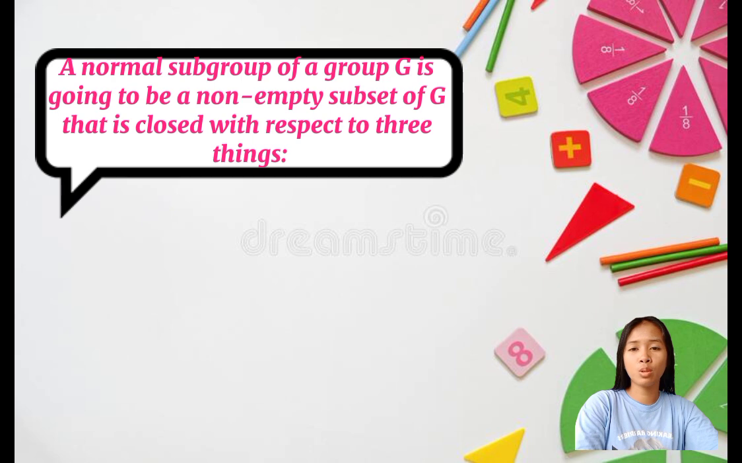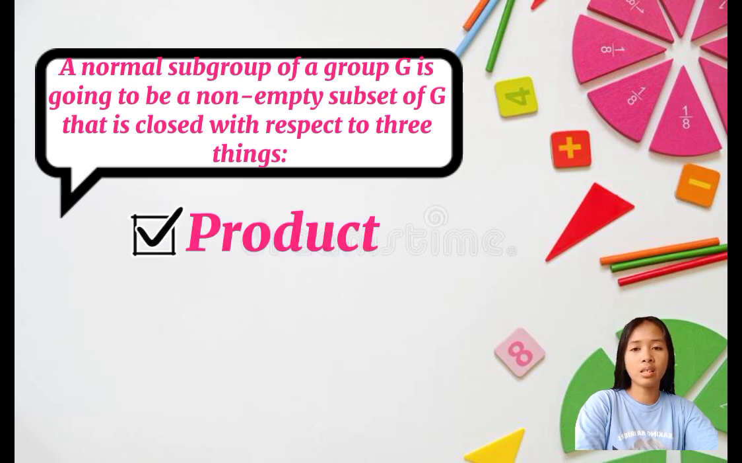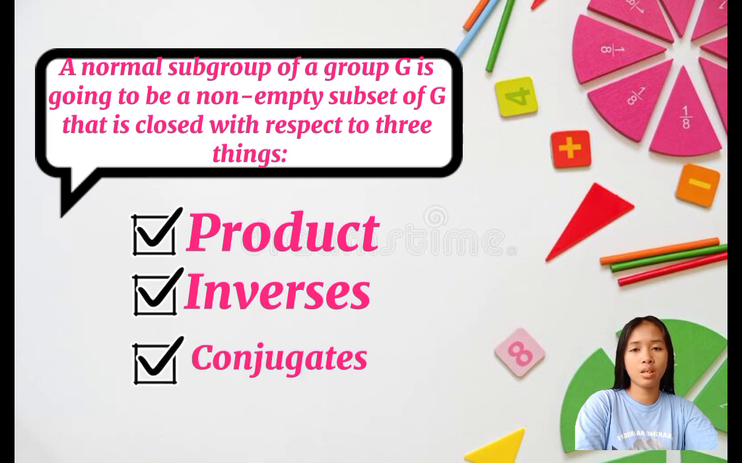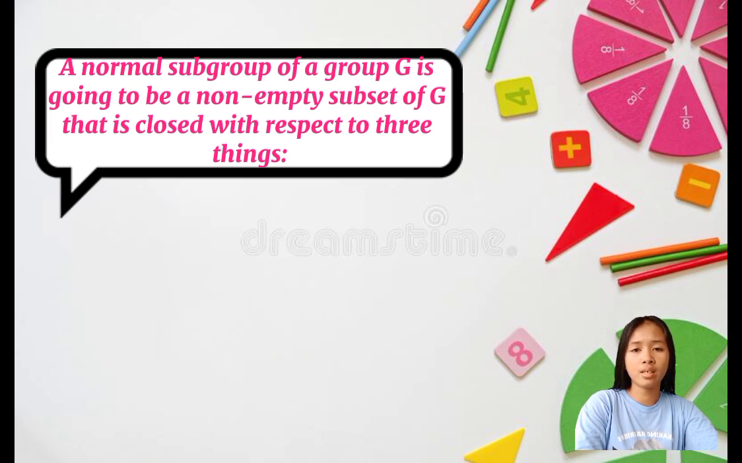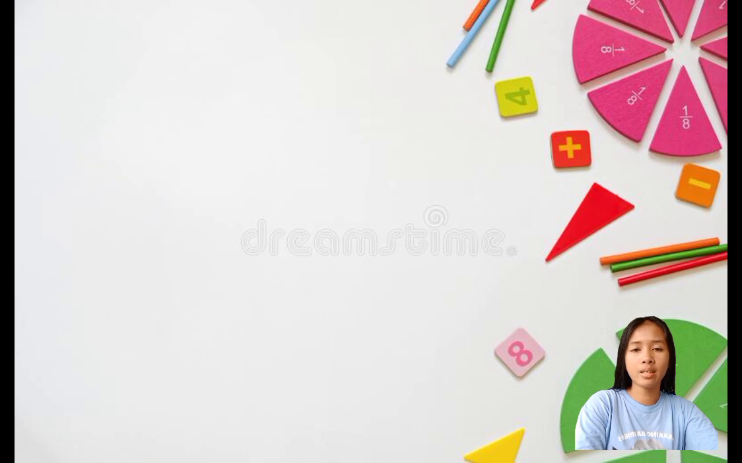A normal subgroup of a group G is a non-empty subset of G that is closed with respect to three things: products, inverses, and conjugates. Being closed with respect to products and inverses is what makes it a subgroup. And then the additional restriction of being closed with respect to conjugates is what will make it a normal subgroup.